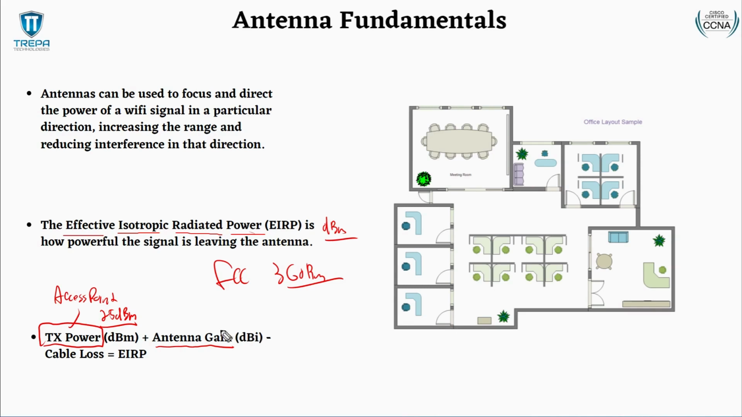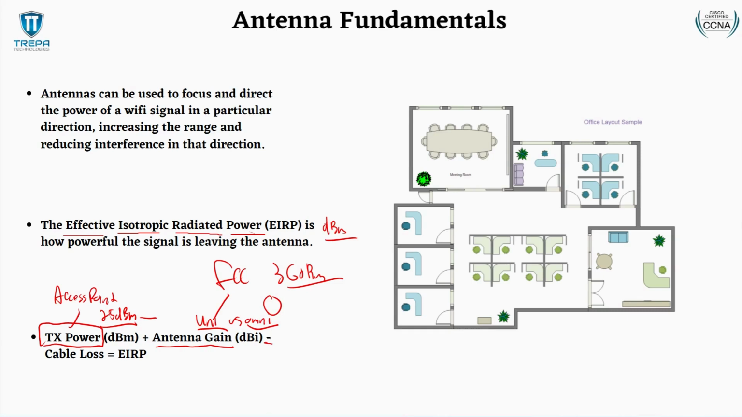So antenna gain is how much stronger we can make that Wi-Fi signal through our antenna. And typically you're going to see big antenna gains for unidirectional versus omnidirectional. But of course, unidirectional is only going one way, whereas omni is going 360. And then you're going to have to subtract any sort of cable loss. So when did this come into play?